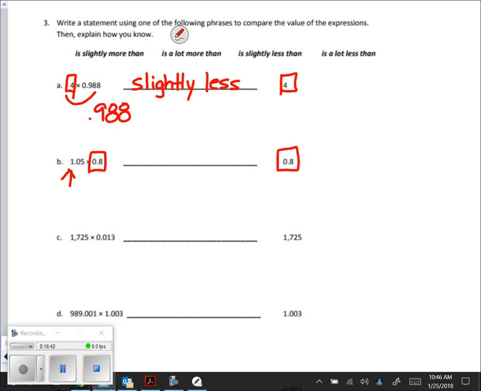It's just 1 and it's like $1.05. Is $1.05 a whole lot more than $1? No, that's just a teeny tiny bit. So it's just going to be slightly more. Not a whole lot more, just a little bit.